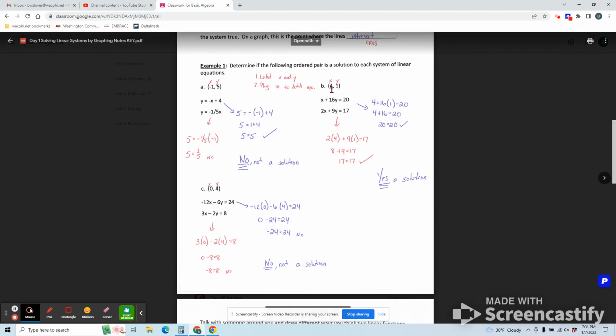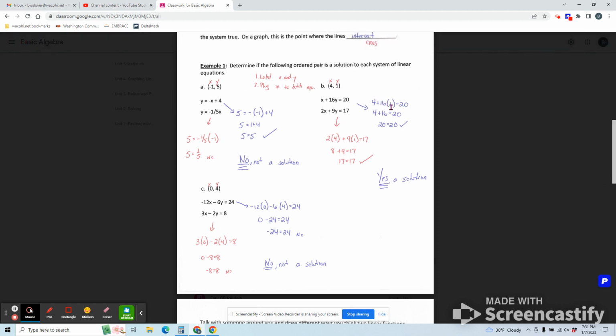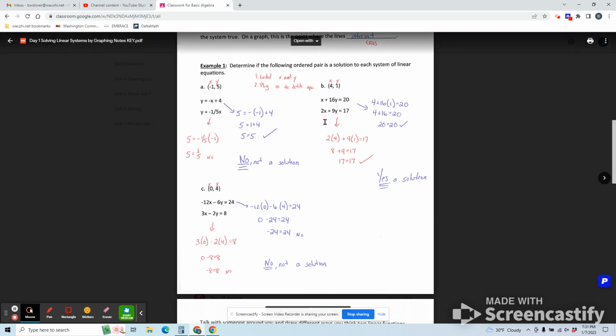Letter B, I label x is 4 and y is 1. I plug that in. So over here I have 4 plus 16 times 1 equals 20. 4 plus 16 equals 20. And then 20 does equal 20. So yay.